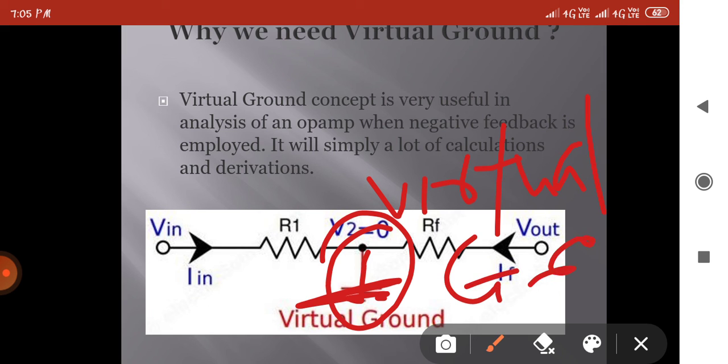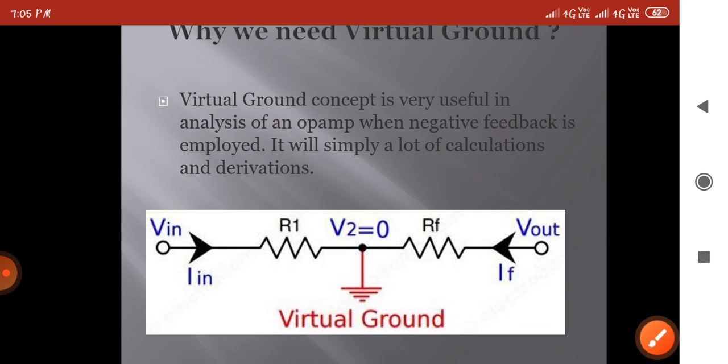This is a virtual ground. Yes, this is a virtual ground. V in and V out. This is our resistance, in series. This plays a very important role in the op amp.